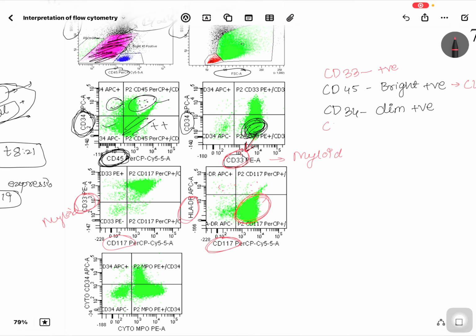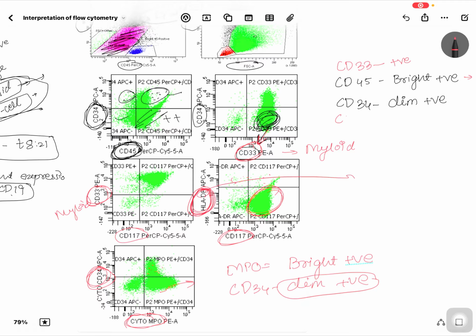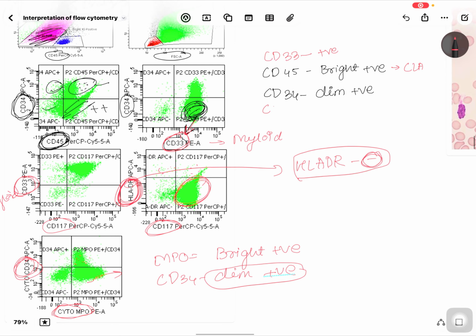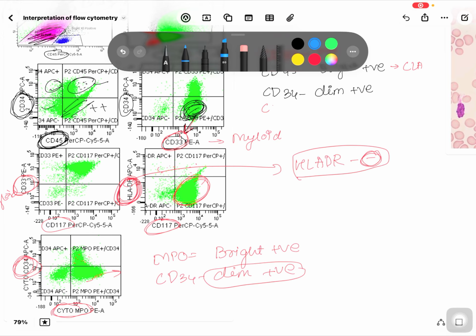Okay, but yes, then CD34 is dim positive, but myeloperoxidase is brightly positive. So can we write MPO as bright positive? Yes, and CD34 as dim positive? Yes. But the most important thing is HLA-DR is negative. Okay. So when we compare these charts, what do I see here mostly?